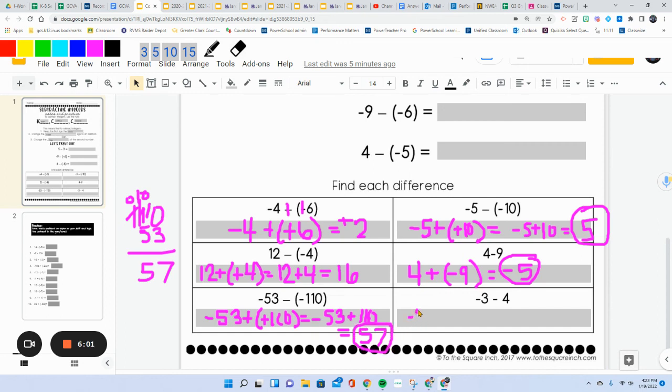This one is keep, so I'm keeping the negative 3. I'm changing it to plus, and then I'm changing that positive 4 to a negative 4. Well, now they're the same sign, so negative 3 plus negative 4 is negative 7.